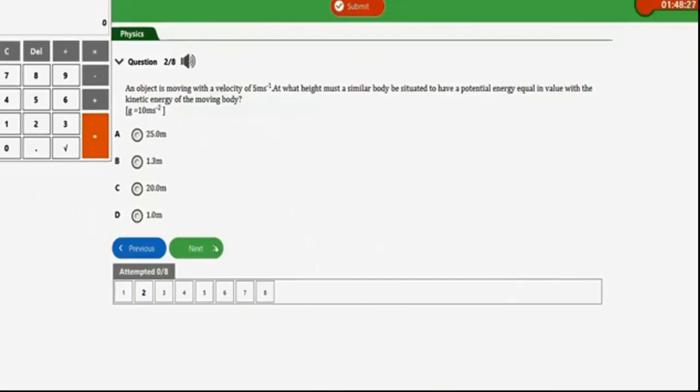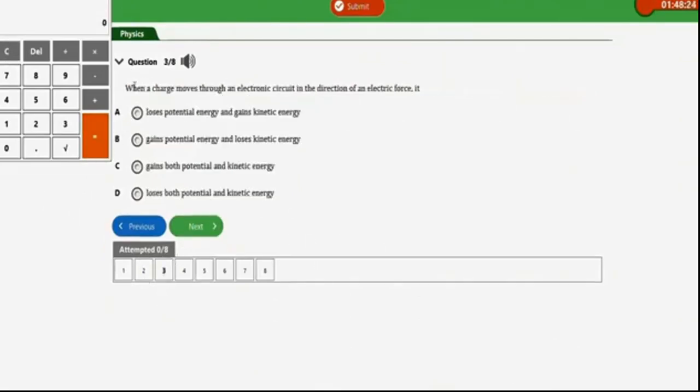The next repeated question says when a charge moves through an electric circuit in the direction of an electric force, it A. Loses potential energy and gains kinetic energy. I think this should be correct. Let's take option B. Gains potential energy and loses kinetic energy. No. Gains potential energy and kinetic energy. No. Loses both potential and kinetic energy. No. The correct option in this question is option A. It will lose potential energy and gain kinetic energy.